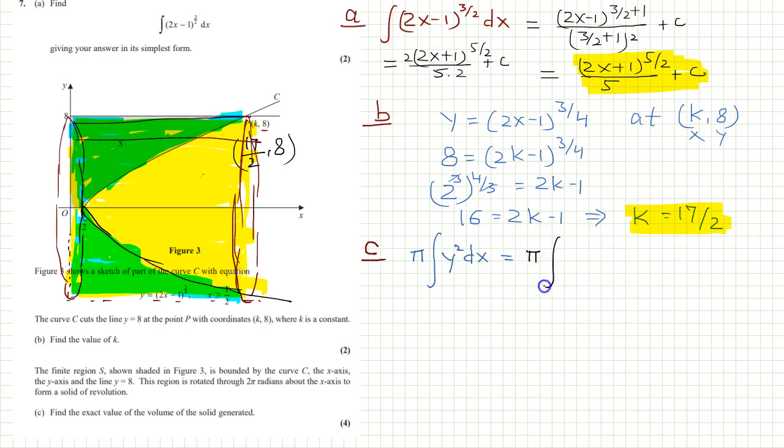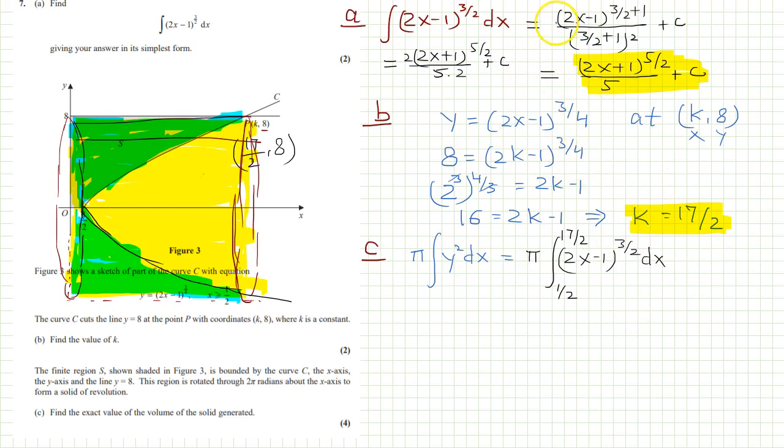So that will be pi integral, y squared means the square of this. So this square means it will become 3 over 2. You can see here, it will be (2x minus 1) to the power 3 over 2 dx. Now the limit will be, what was this limit? This is half up to this 17 over 2.